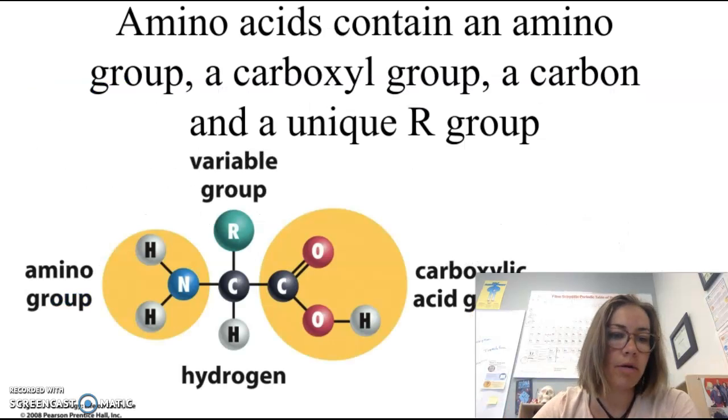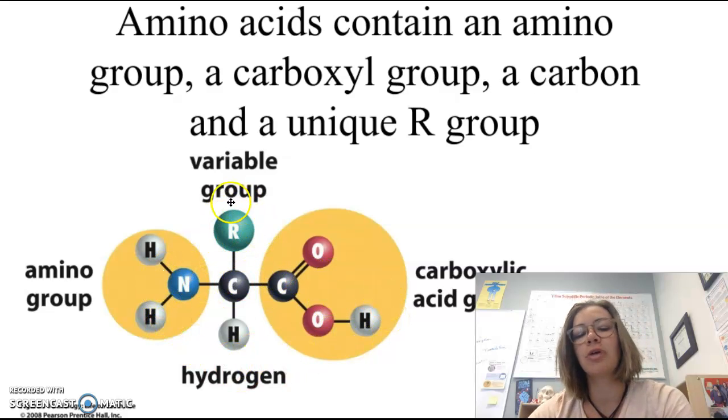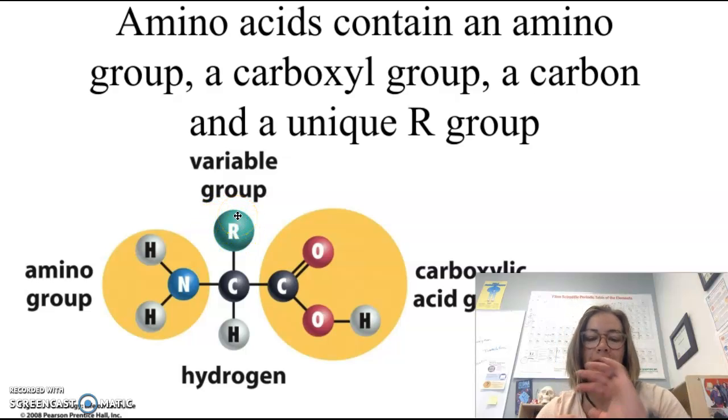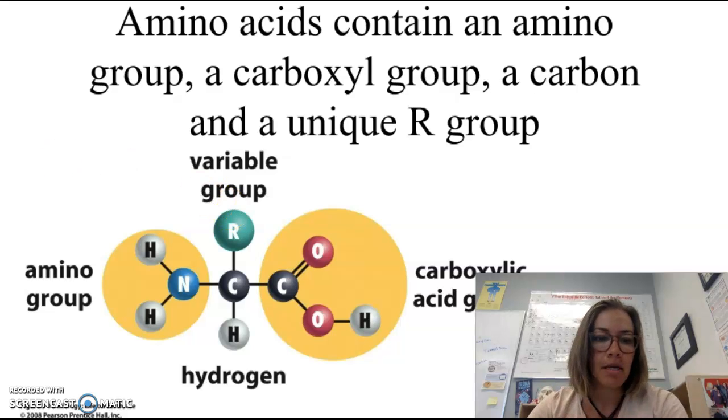So amino acids contain an amino group, a carboxyl group, a carbon, and a unique R group. We've talked about these, but remember that this is the core structure of the amino acid. All 20 amino acids have this same structure. It's this R group that makes it very special. And this R group is what decides how those amino acids are going to bind together in the primary structure to allow them to create different structures based on their organization.